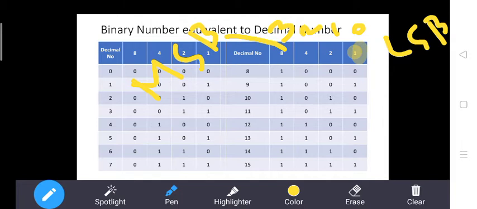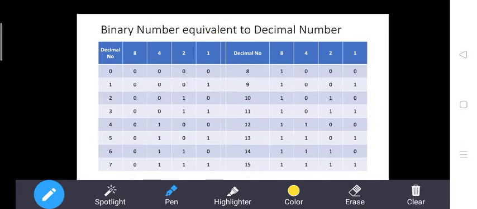To find the weights, it is 2 raised to the position. For the first position, position is 0, 2 raised to 0 is 1, so my weight is 1. For the next position, 1, 2 raised to 1 is 2. For the next position, 2, 2 raised to 2 is 4. Next position, 3, 2 raised to 3 is 8. So these are nothing but weights.